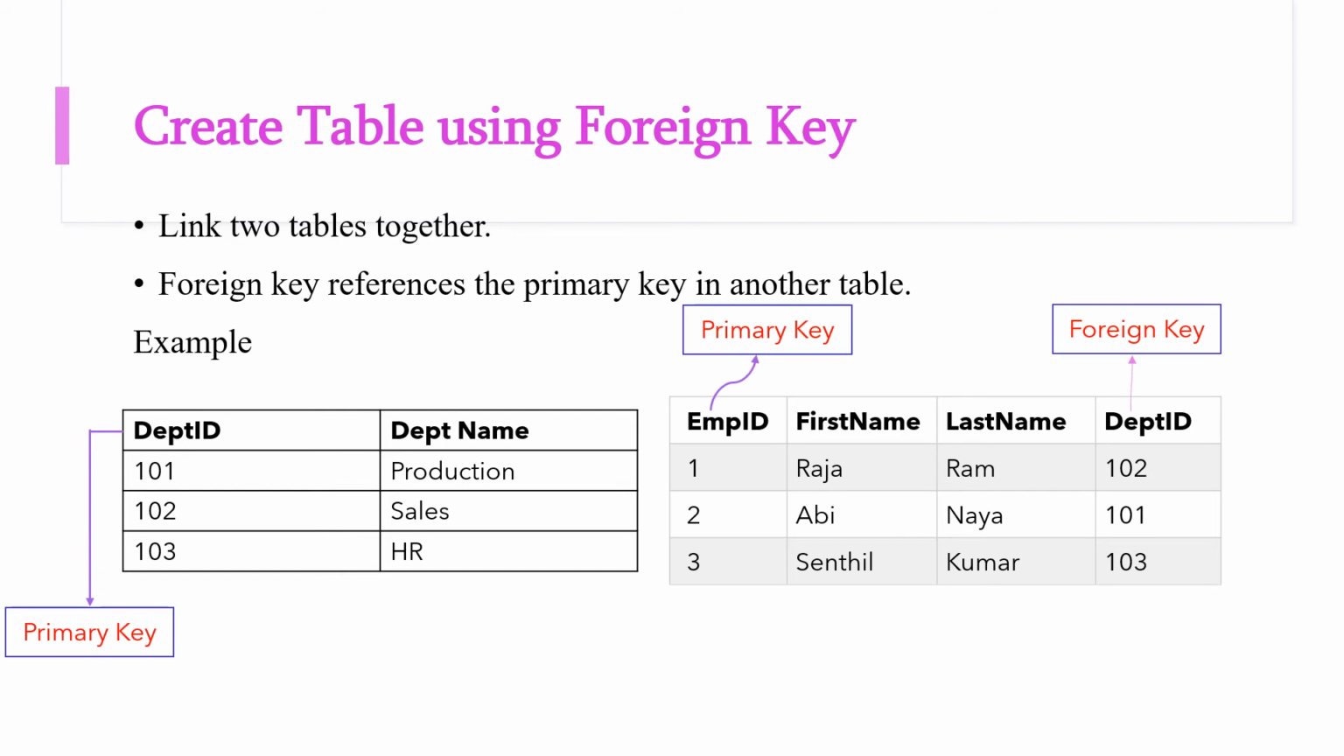So only the values, that is 101, 102 and 103, that are present in the parent table can be contained in the child table. Other than these 3 values, no value should be present in this table. So this is called a foreign key relationship.